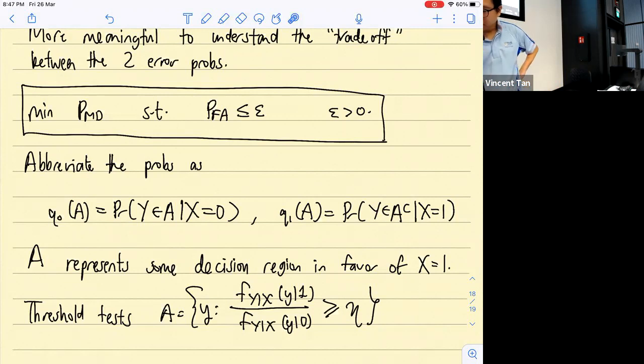No. So that is a special case of the last example for Gaussian. In the general case, PFA and PMD are not the same. Yeah. In a very, very symmetric example, they are the same.